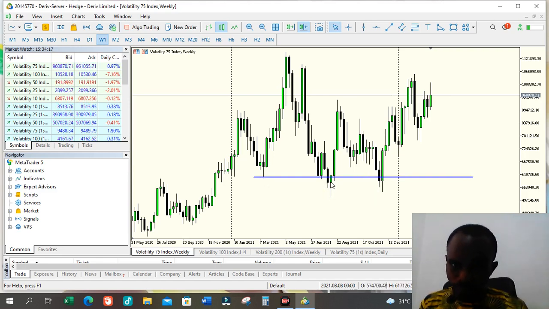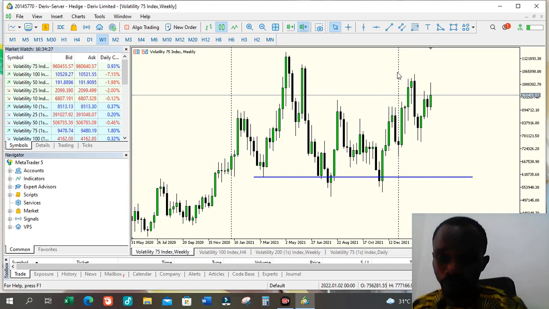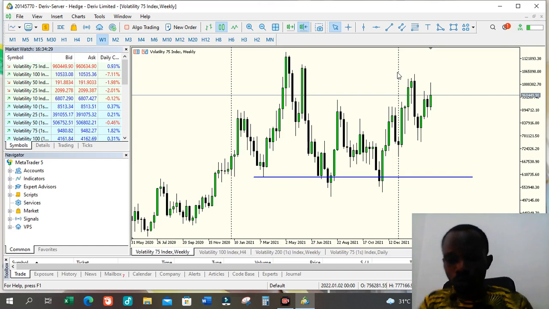So anything below this shows us that the market has been raided, and then it needs to seek some prices up here. For instance, let me give a typical example. If you have some items you want to sell, what do you do? You go and look for buyers, right? That's what usually happens on the market. They want to sell, but they have to go and look for buyers.